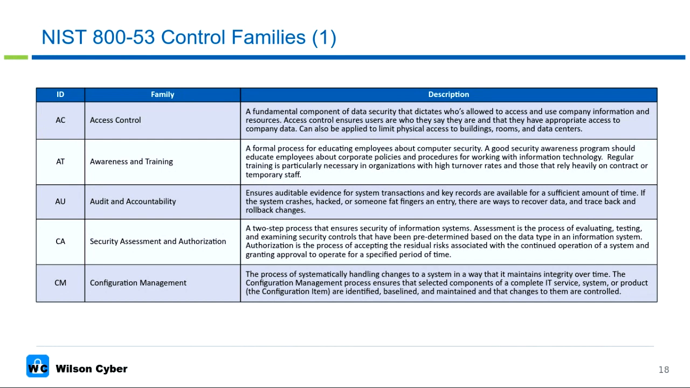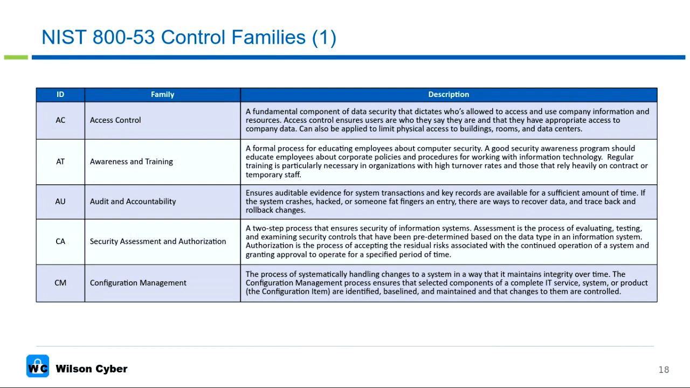temporary staff. Audit and accountability ensures auditable evidence for system transactions and key records is available for a sufficient amount of time. If a system crashes, is hacked, or someone fat fingers an entry, there are ways to recover data, trace back, and roll back changes. Security assessment and authorization is a two-step process that ensures the security of information systems. Assessment is a process of evaluating, testing, and examining security controls that have been predetermined based on the data type in an information system. Authorization is a process of accepting the residual risks associated with the continued operation of a system, granting approval to operate for a specific period of time.